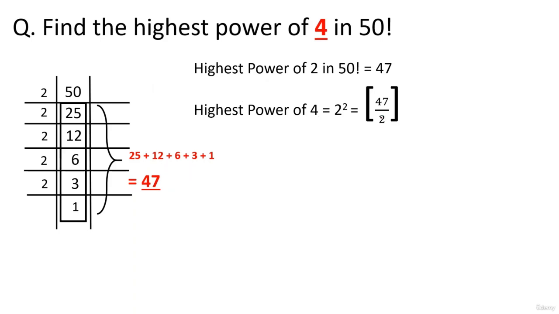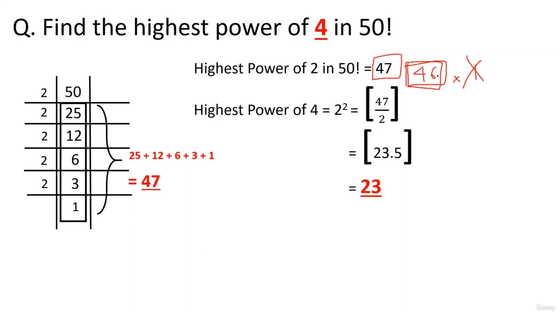Okay? Sometimes the highest power of 2 will be odd, like in this case. Okay, इसका मतलब क्या है guys? 46 powers of 2 will combine between themselves, और एक power of 2 basically बच जाएगा अकेला, right? उससे 4 नहीं बनेगा. So 46 powers of 2 will give you how many powers of 4? 46 का exactly half, which is 23. And that's floor of 47 upon 2, that's 23 directly, right?